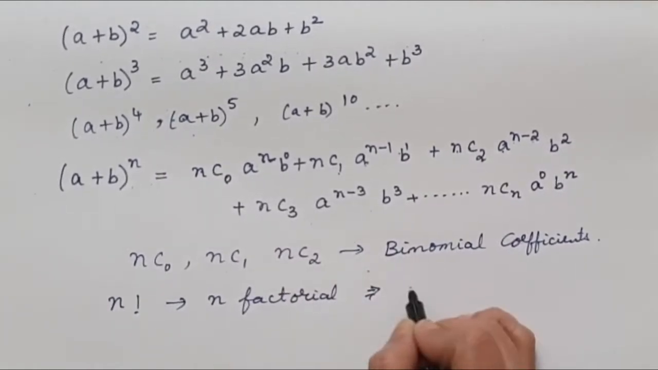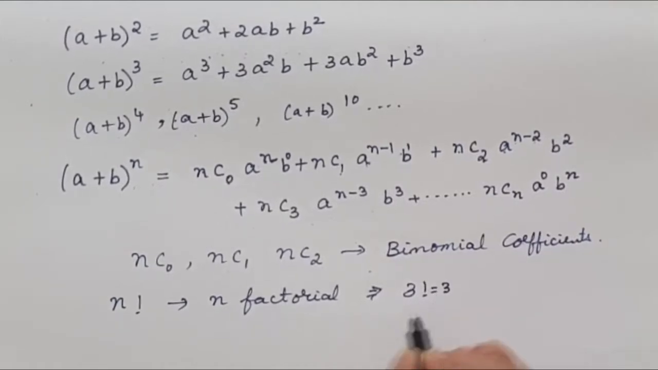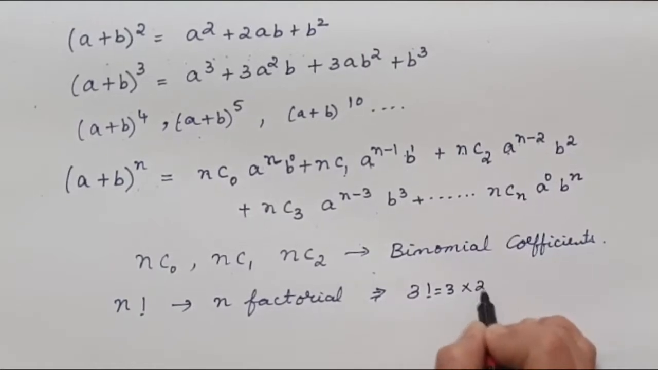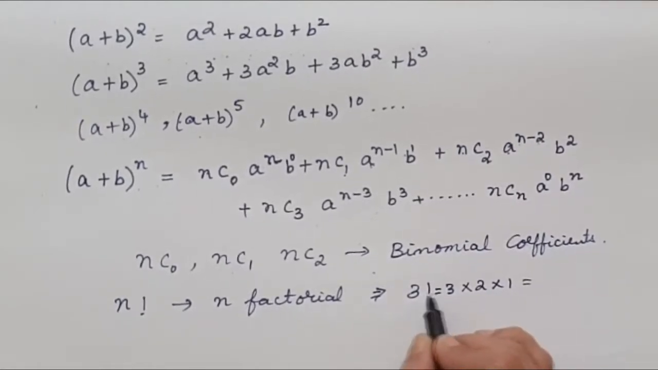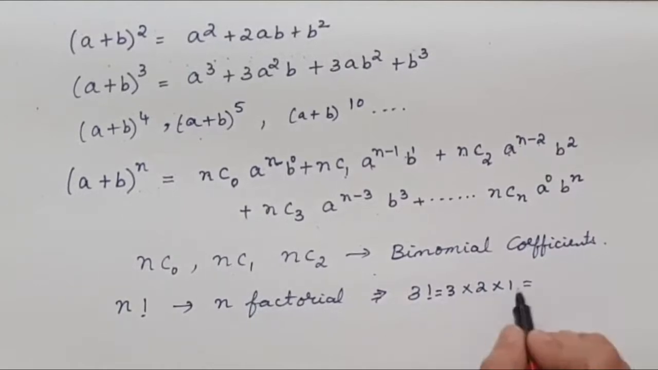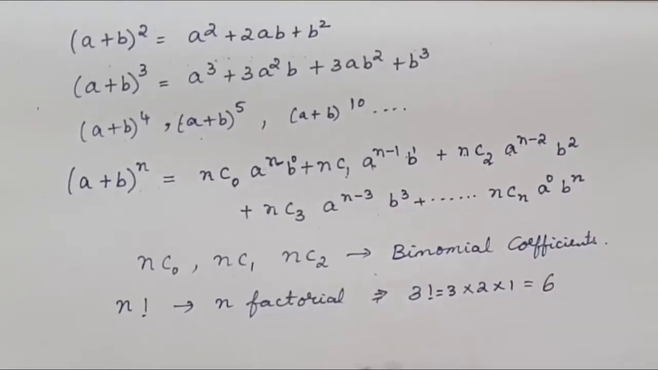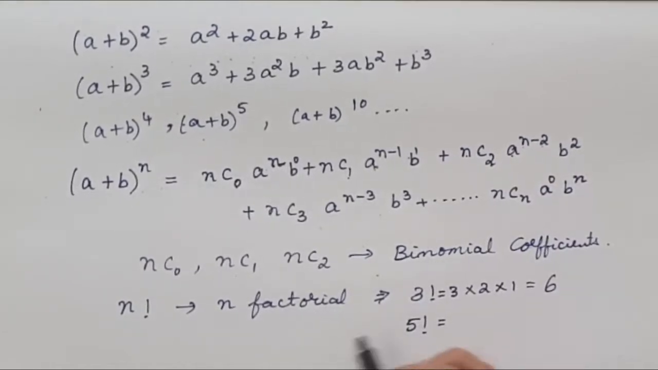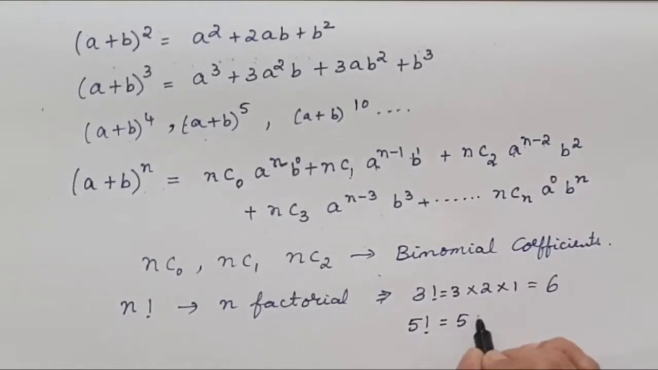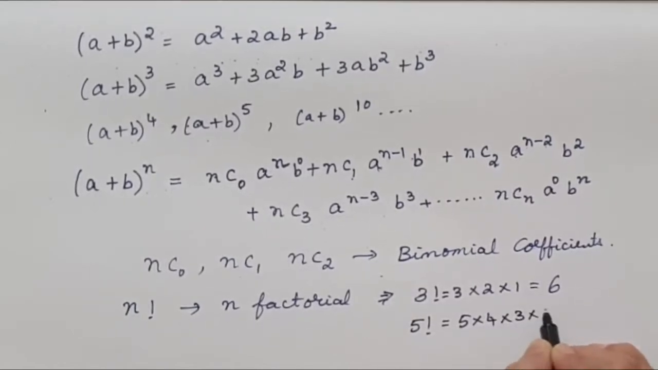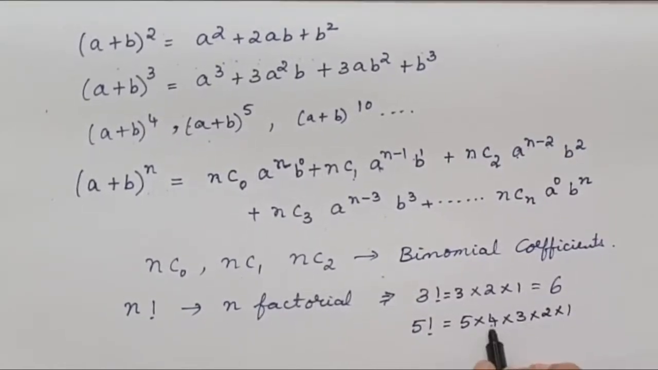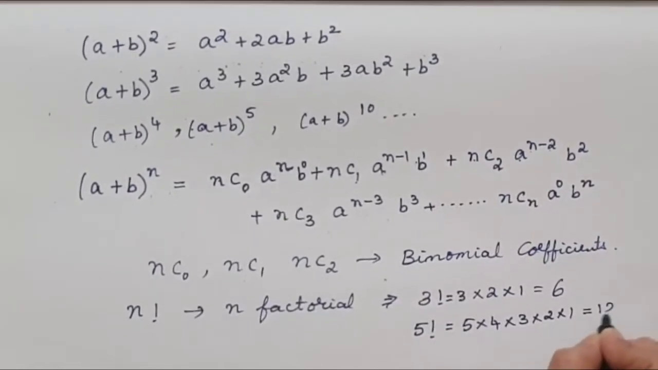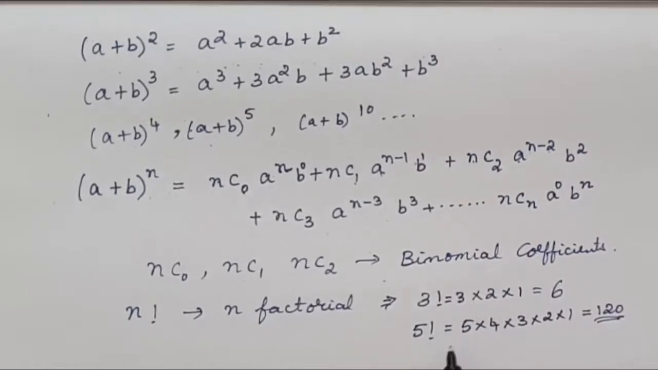Suppose you need to find 3 factorial. That means you multiply 3 with all the preceding numbers: 3, 2 and 1. So 3 factorial is 6. Suppose it is 5 factorial, then you multiply all the numbers preceding 5: 5 × 4 × 3 × 2 × 1. 4 fives are 20, and this is a 6, so it will give us 120. This is called factorial.